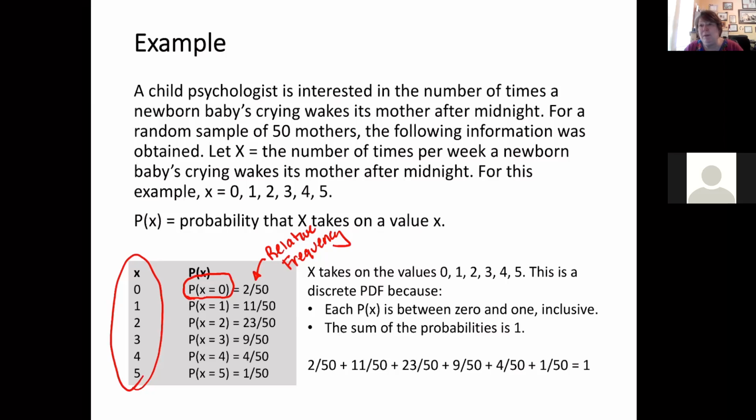Each probability must be between 0 and 1 inclusive. So you could have a probability of 0. As a matter of fact, if we listed 6, the probability of anyone saying 6 was 0. Nobody said 6. So the probability has to be between 0 and 1 inclusive, and the total probabilities have to add up to 1.